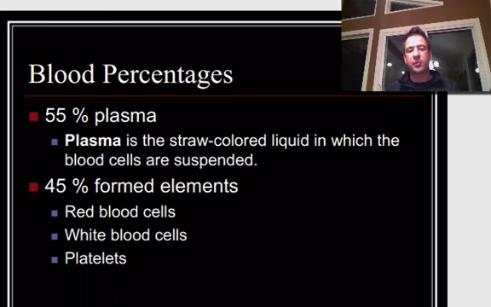So basically, if we take a look at the percentage of blood, we can see that here 55% is plasma, and plasma is kind of the straw-colored liquid, and I'll show you a picture as well, straw-colored liquid which blood cells are suspended in, so they're floating in that. And so then the other 45% elements make up these three things. So 1, red blood cells, 2, white blood cells, and 3, platelets. Now red blood cells are going to take up the majority of that percentage, and then these two are going to take up a very tiny little percentage.